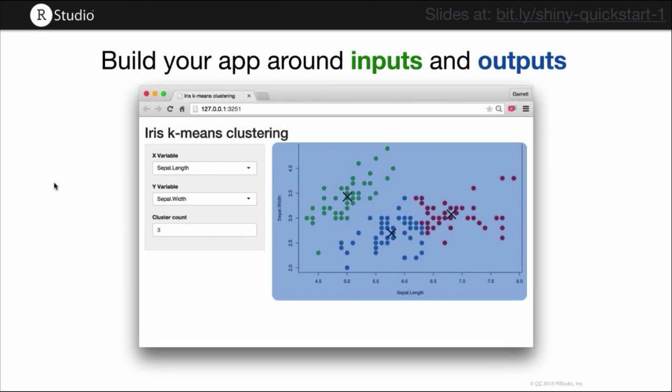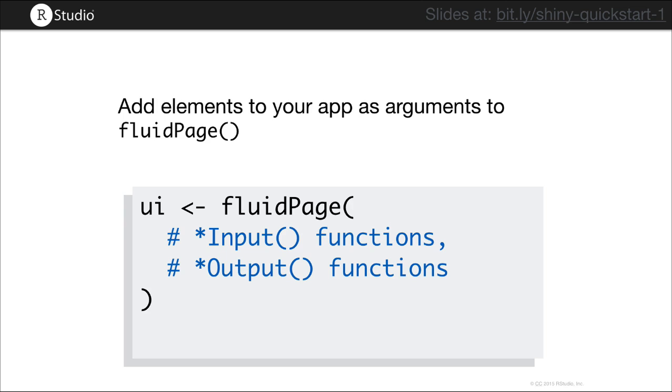These could be plots, tables, text. They're the things that will respond when your user changes an input. And the way you add them to your app is very simple. In both cases, you just add inputs and outputs to the fluid page section of the template. Anything you put inside fluid page is going to end up in your app, and inputs and outputs are the things we want to end up in our app. You add inputs with input functions, and you add outputs with output functions.